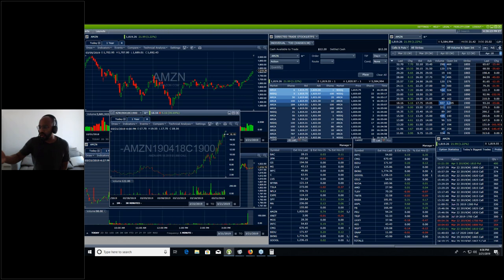Pretty simple question here. What do you guys think? This option is worth about 18 bucks right now. Let's say the stock goes to 1850. What do you think this option is going to be worth? Again, you ballpark it here, estimate it. By the way, during the course, I'll also teach you my own formula on how to estimate the price to within serious accuracy.